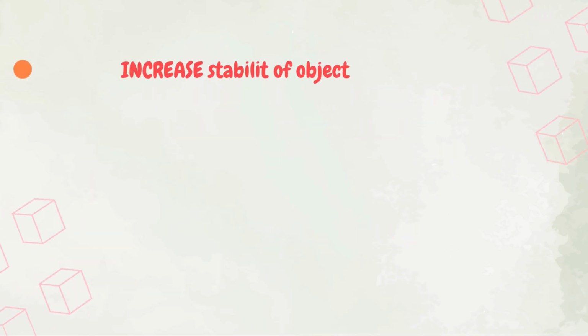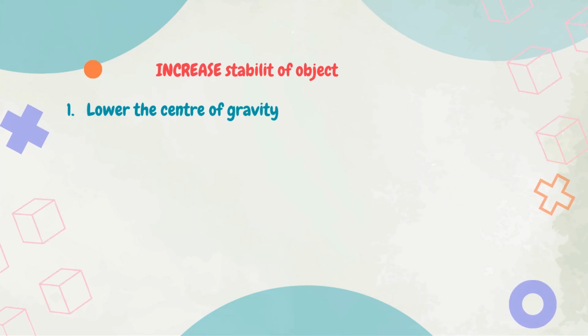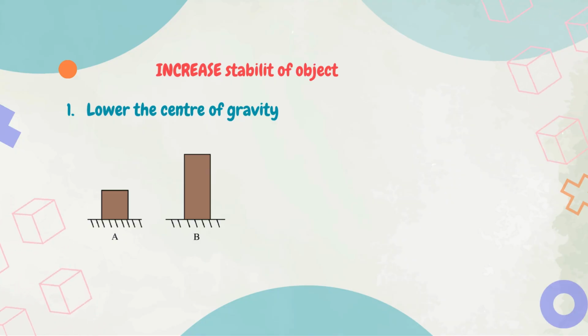There are 2 ways of increasing the stability of an object. First, lower the center of gravity. This can be done by making an object short. For instance, given objects A and B, which one is more stable?